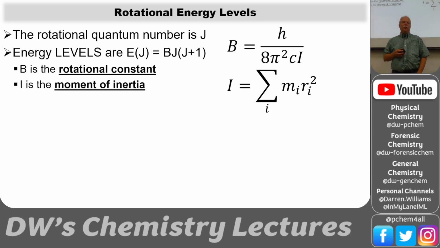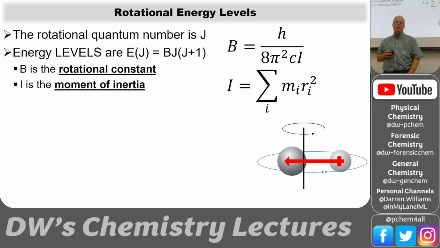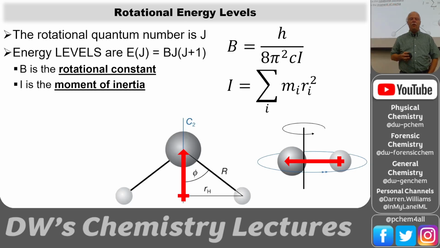Okay, so this moment of inertia has mass in it. It's the sum of all of the masses of the particles that are rotating times their distance from the rotating axis. So it's not necessarily bond length, it's the distance from the rotating axis. So in this case, if you have a diatomic, you have two masses, and you have their distances from the center of mass. If you have a molecule like water, and it's spinning around the C2 axis, it's not the OH bond length, it's the perpendicular length to the rotation axis here.